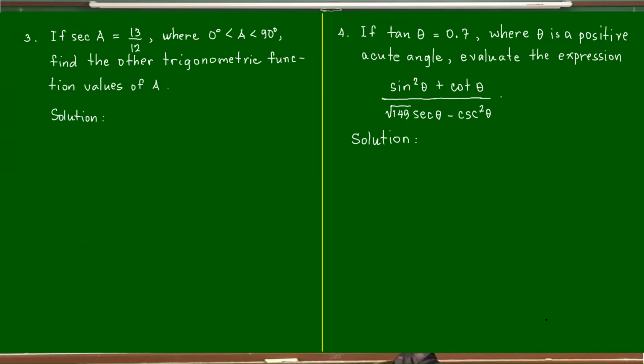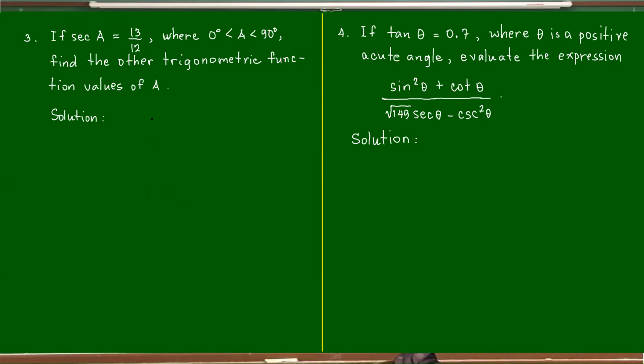Let's move to the next one. This is the third one. Let's say you're given the value of secant A, which is equal to 13 over 12, where angle A is between 0 and 90 degrees. So meaning, this angle is positive acute.